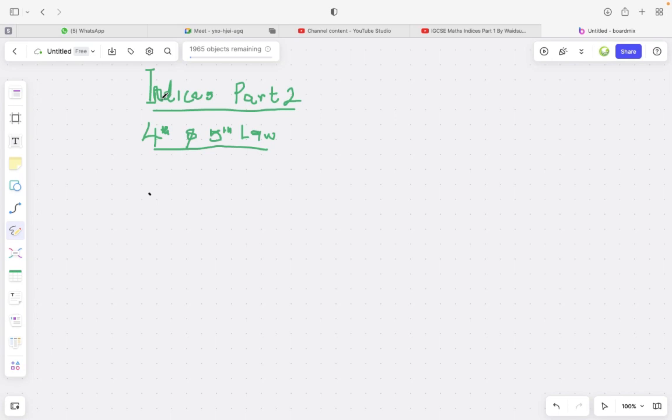Today we're looking at part 2, which covers the fourth law, the fifth law, the negative indices, the exponential indices and the fractional indices. So we're going to try as much as we can to quickly run through all of this. So let's start with the fourth law, and let's expatiate on that.